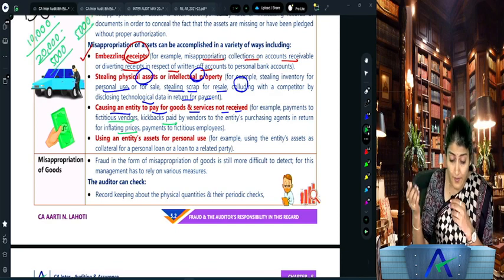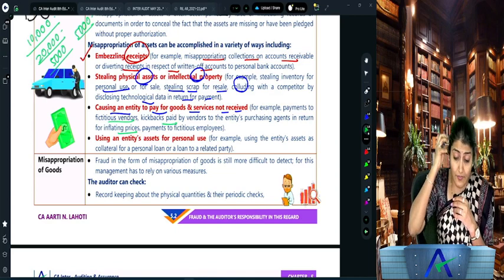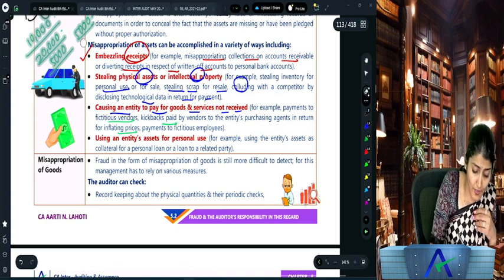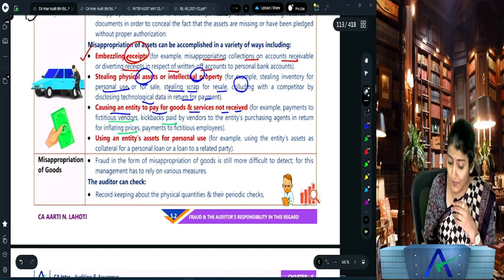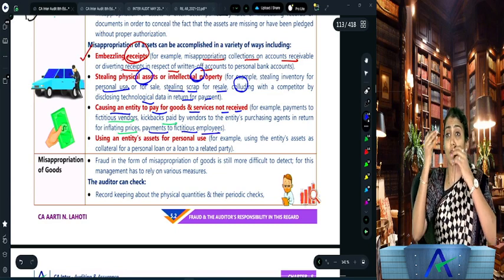Right, so what does it say? A kickback paid by the vendor to the entity's purchasing agent in return for inflating the prices, and the payments being made to the fictitious employees. That means payments being made to the dummy workers, payments being made to the ghost workers.